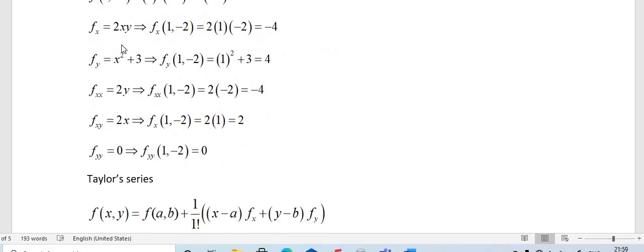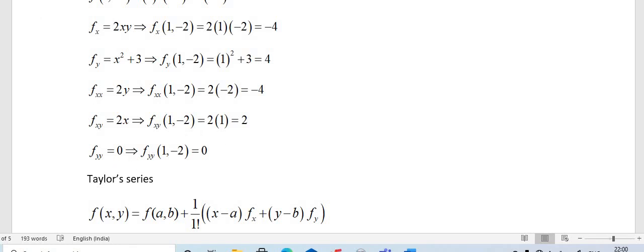Now, fxy, that means partial differentiation of fx with respect to y. So, with respect to y means 2x constant, for y 1. Otherwise, you can do partial differentiation of fy with respect to x. That time also you are going to get 2x as fxy. But you know fxy is nothing but fyx. Find out fxy at 1 comma minus 2. It is also equal to 2.